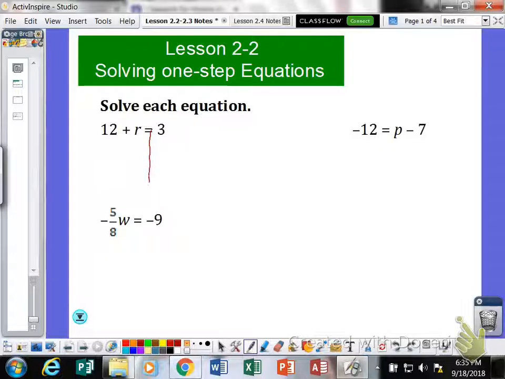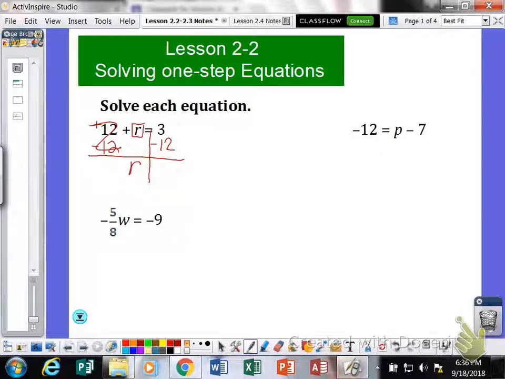So I like to draw a line to separate my sides. I want to get r by itself. So that means I want to get rid of the positive 12. Even though we don't see the positive, we know it's positive. So the opposite would be negative 12 or subtract 12. These are opposites. Positive, negative, they're opposite 12s. So they cancel out, making 0. So I put like a Z through it so I know it cancels.